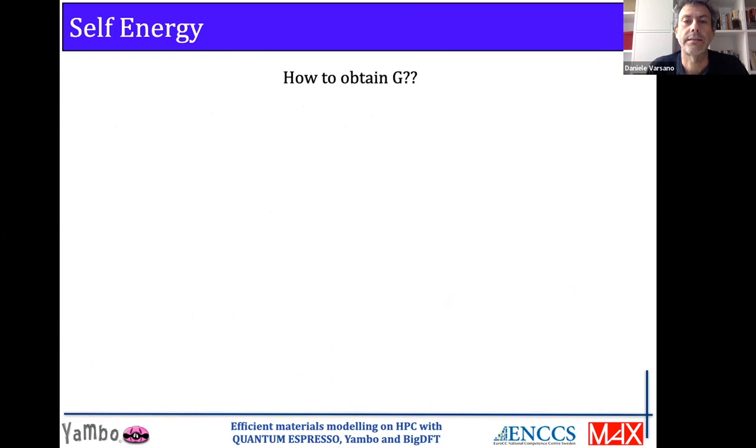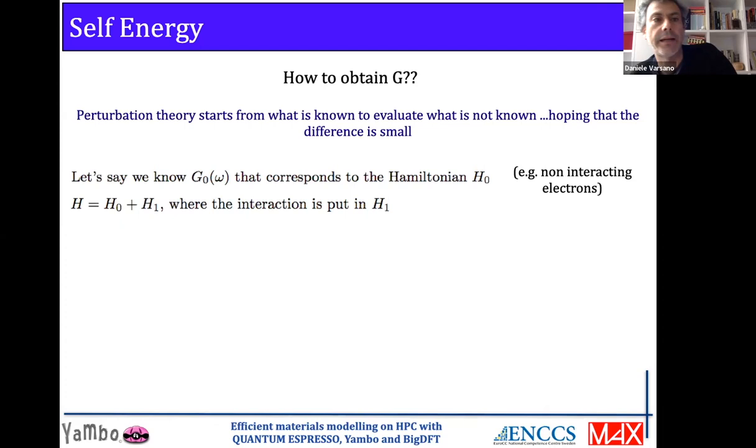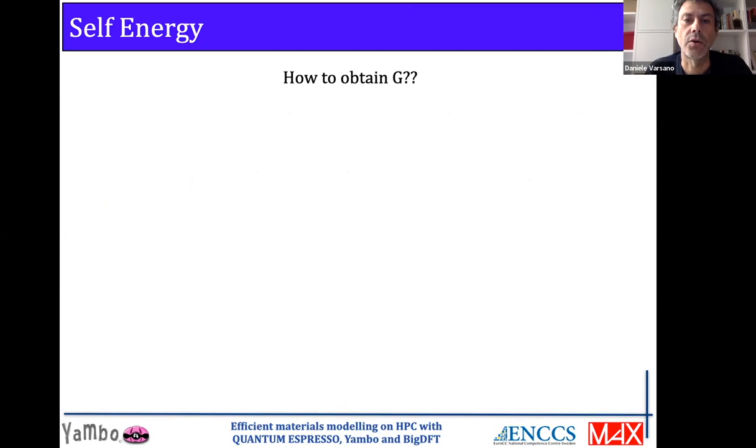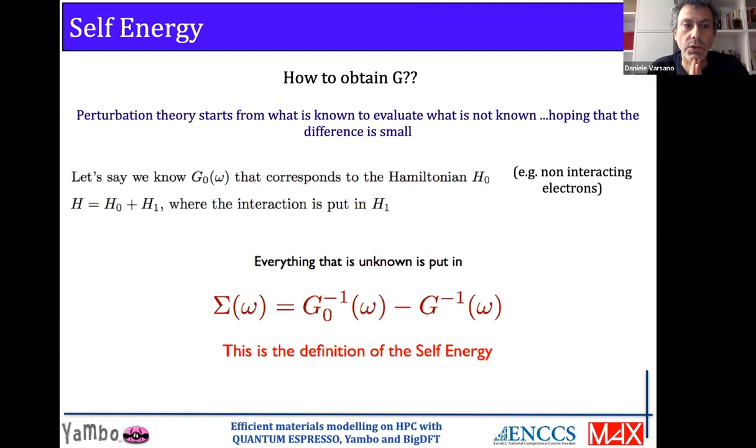So now, going to a practical calculation: how to calculate this Green function. The concept is the concept of perturbation theory. We start from something that we know. Let's say we know G naught, corresponding to the Hamiltonian of non-interacting electrons, and we do a perturbation considering an interaction H1, hoping that the difference is small. What is not known, the difference between our interacting Green function and G naught, we put in this quantity that we call the self-energy. So we can take this expression as a definition of the self-energy.